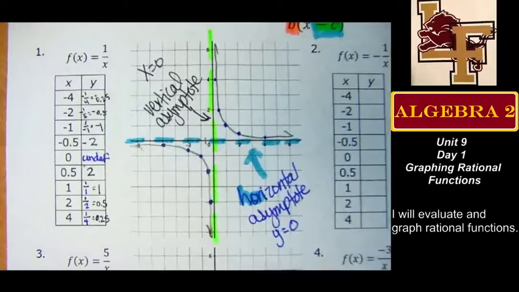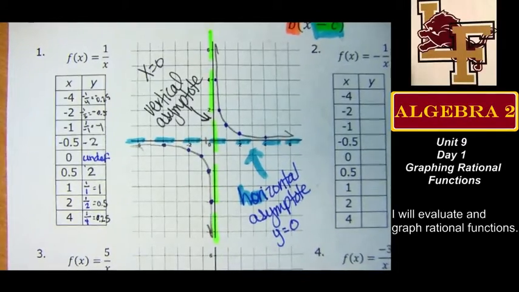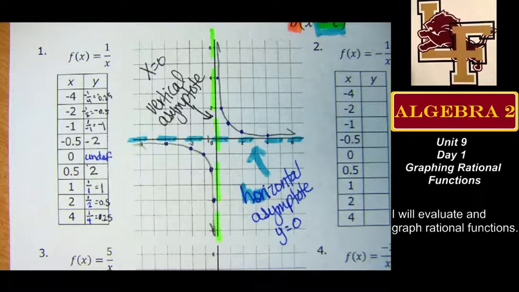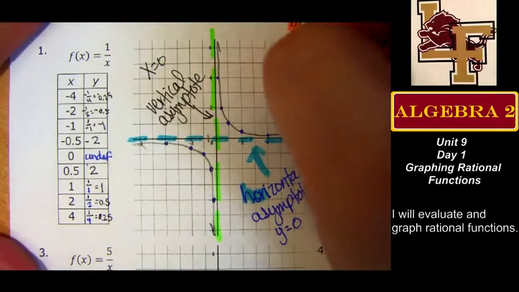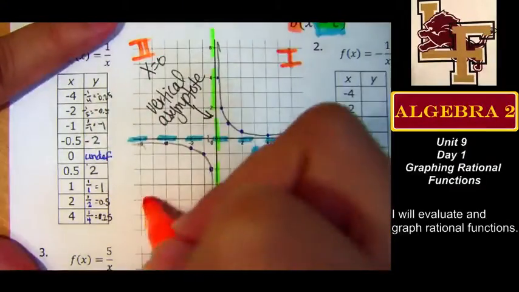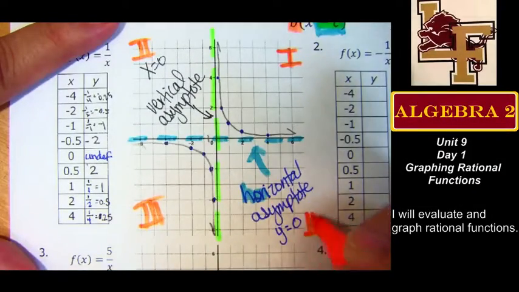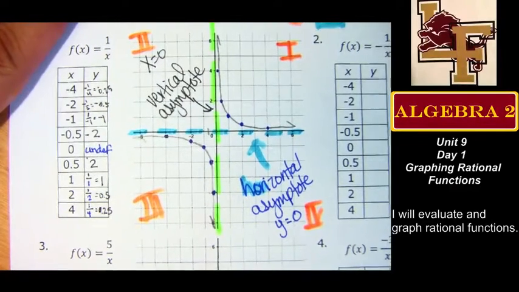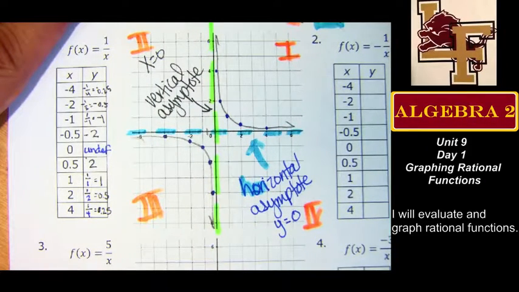So this is our parent function. I'm going to write in the space for number 5. Let's describe this graph with some really great mathematical vocabulary. Words like asymptote. All right, describe this thing. Where does it appear? In the first quadrant and the third quadrant. First quadrant, third quadrant. Okay, so on number 5, we'll want to write something about the graph.